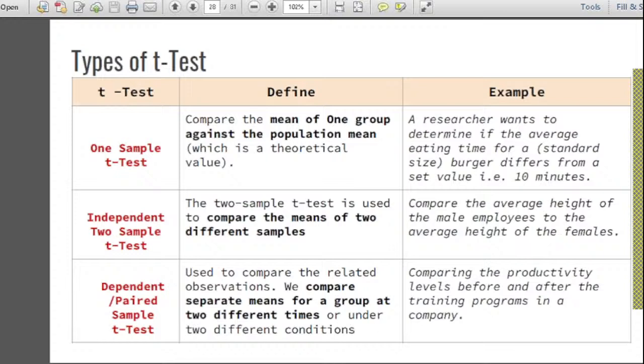Okay, then third, dependent or paired sample t-test. This is used to compare related observations.